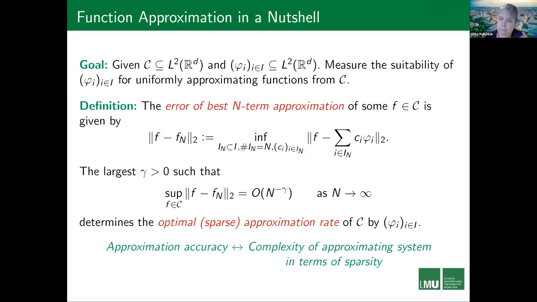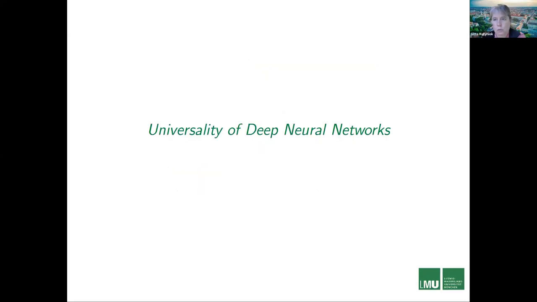Okay, so this gave a bit of insight into classical approximation theory. And we will now come to deep neural networks. And you will see then, throughout the talk, that we will use certain elements also from approximation theory for that.